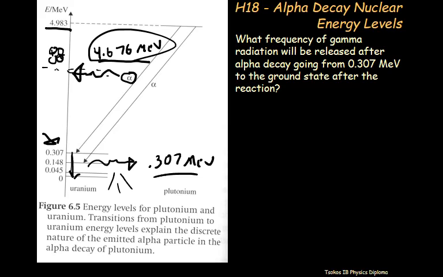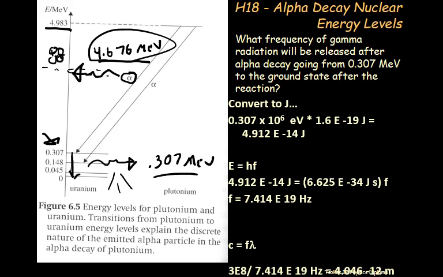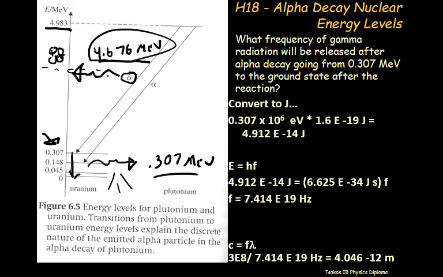So go ahead and pause the clip and calculate the frequency of this radiation that shoots out, the 0.307 mega electron volt photon, and go ahead and do that. Okay, so we convert to joules there, and we'll get a value of 7.4 times 10 to the 19th hertz. So a very energetic photon of gamma radiation shoots out. The wavelength therefore would be 4.046 times 10 to the negative 12 meters.